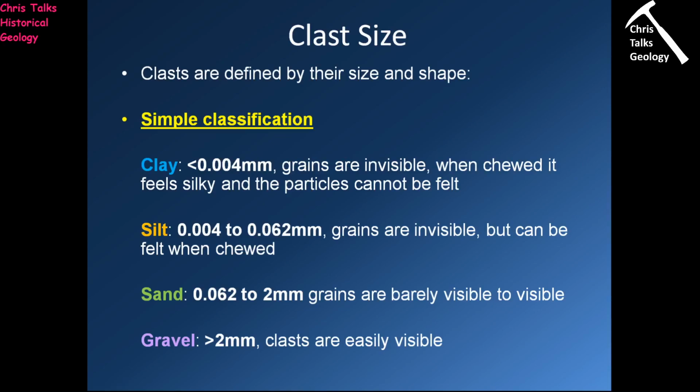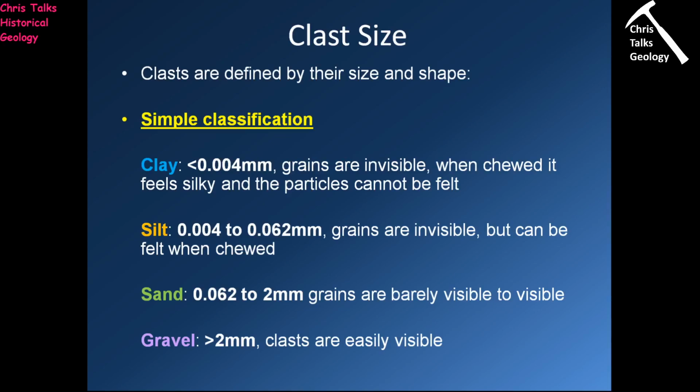Now, clastic sediments, or should I say clast sizes, are put into 4 broad groups. So they are clays, silts, sands and gravels. So a clay is anything that's less than 0.004 millimeters. So a clay size clast is not visible to the naked eye.